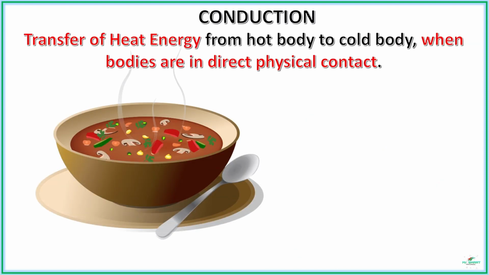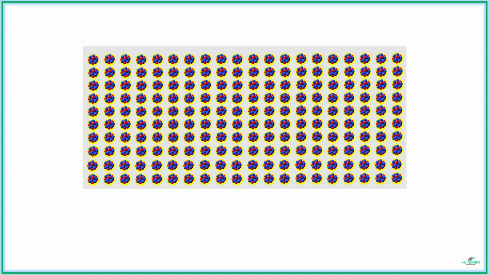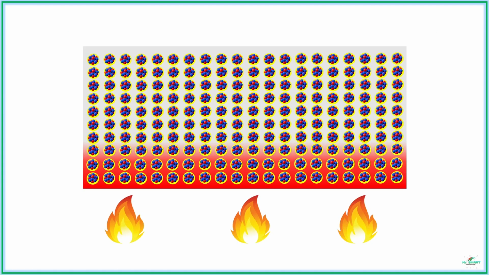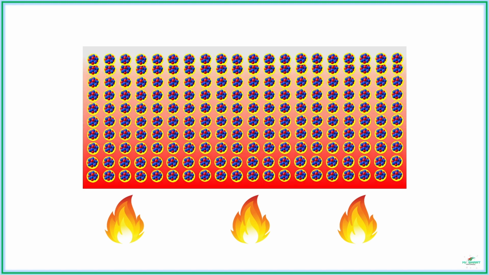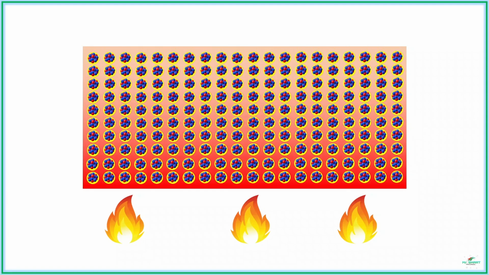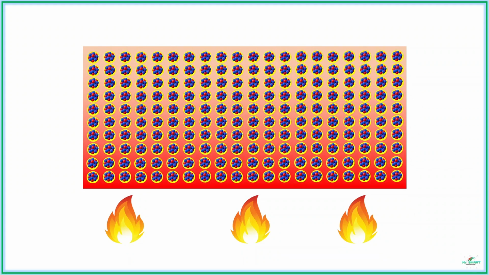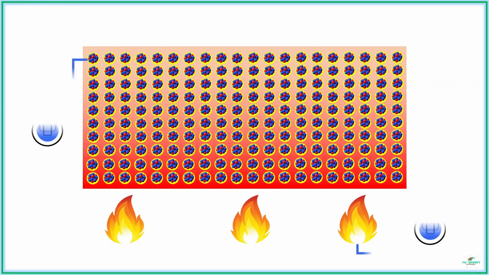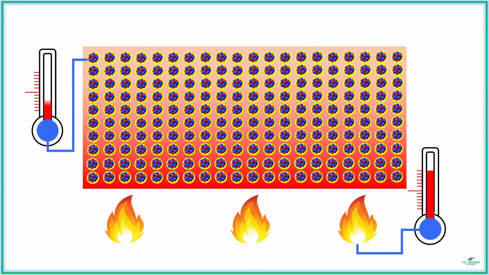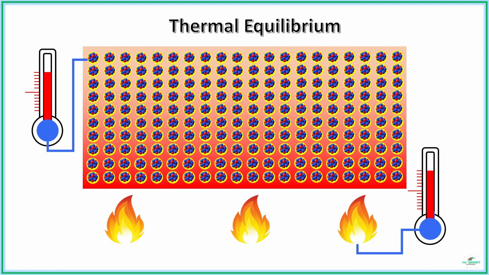In conduction, the transfer of heat energy takes place when the objects or systems are in direct physical contact. When an object is heated, all the atoms in direct contact with the heat energy source start to vibrate vigorously, transferring their energy to the nearby atoms, making them vibrate too. This is how the heat energy is carried throughout the object, and also to the object that is in direct contact with it. This mode of heat transfer continues until the temperature of the heat source and the object becomes equal. We call this state the thermal equilibrium state.